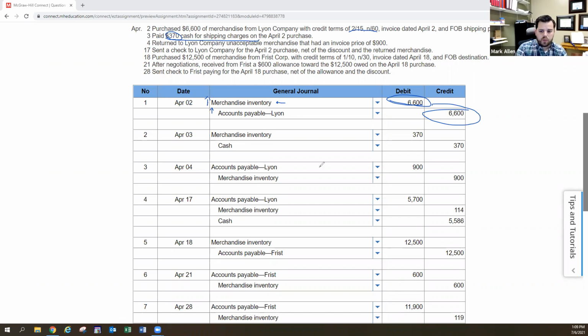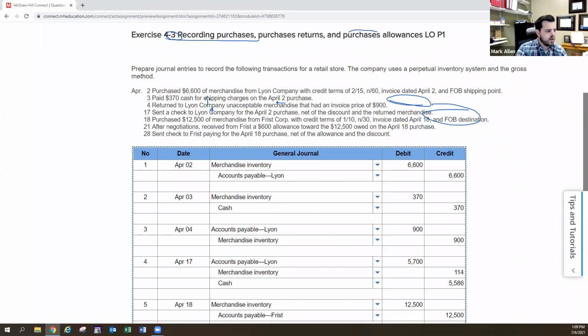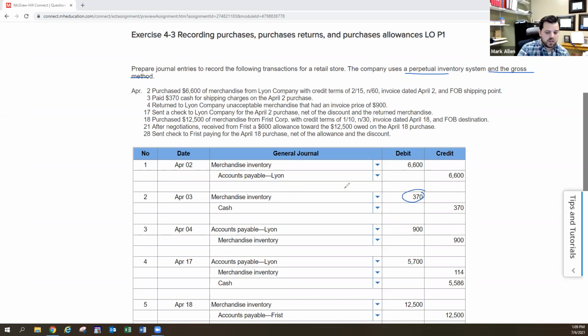And this is a very important point, right? In this chapter, the way that we will handle shipping, right? Notice, I meant to point it out, we are using the perpetual inventory system and the gross method, right? So when we are in this situation and we are dealing with shipping terms, right, and we're actually paying shipping, we remember that merchandise inventory includes not just the cost of the item itself, the $6,600, but also any cost necessary to get it here in a condition ready to be sold or used. If it's an asset, right? If it's a piece of equipment, right? And I've got to ship it here, then I'll add that to the cost of the equipment.